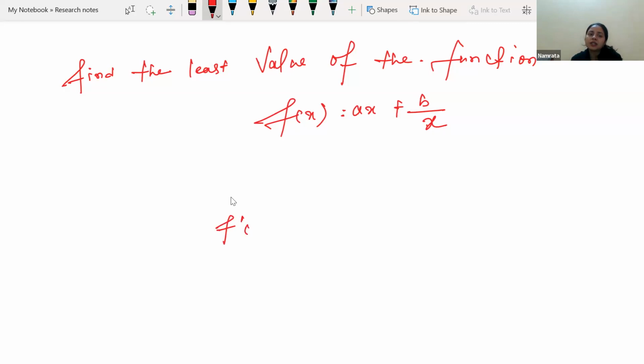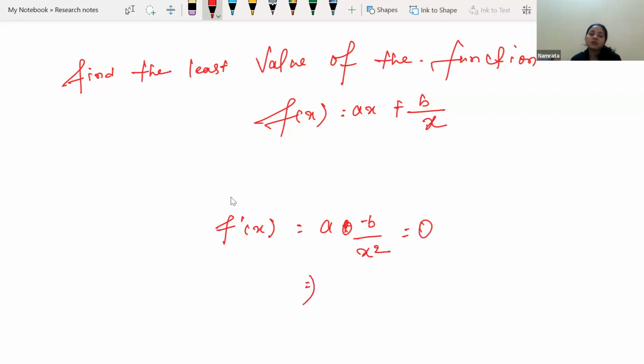We will find f dash x, that is a plus b by x, that means x to the power minus 1. If we do the derivative of that, what we will get? 1 by x derivative will be minus b by x square. That is f dash x, that we will take equal to 0. The way we take numerator, denominator can't be 0. Numerator we can take as 0, but here we must have a common denominator.